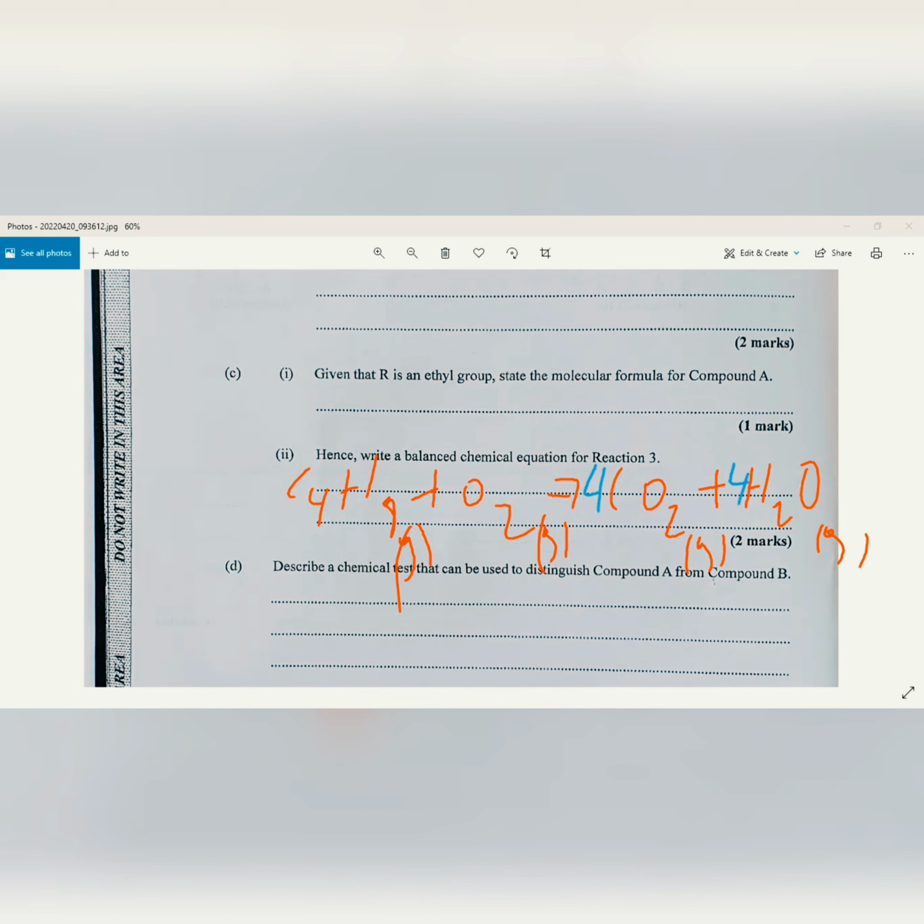Now look at the number of oxygens on the right. Yeah, 4 times 2 here, so that's 8 plus 4. That would be 12. So you just need to put a 6 right there. And that will be your balanced equation. And so we can now proceed to the next question.